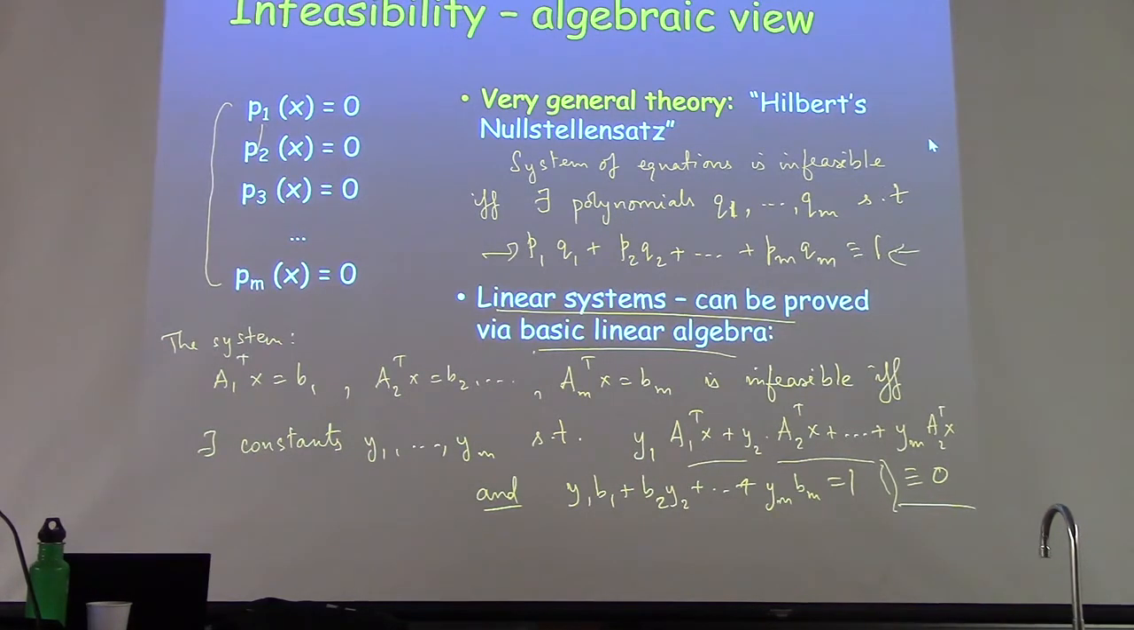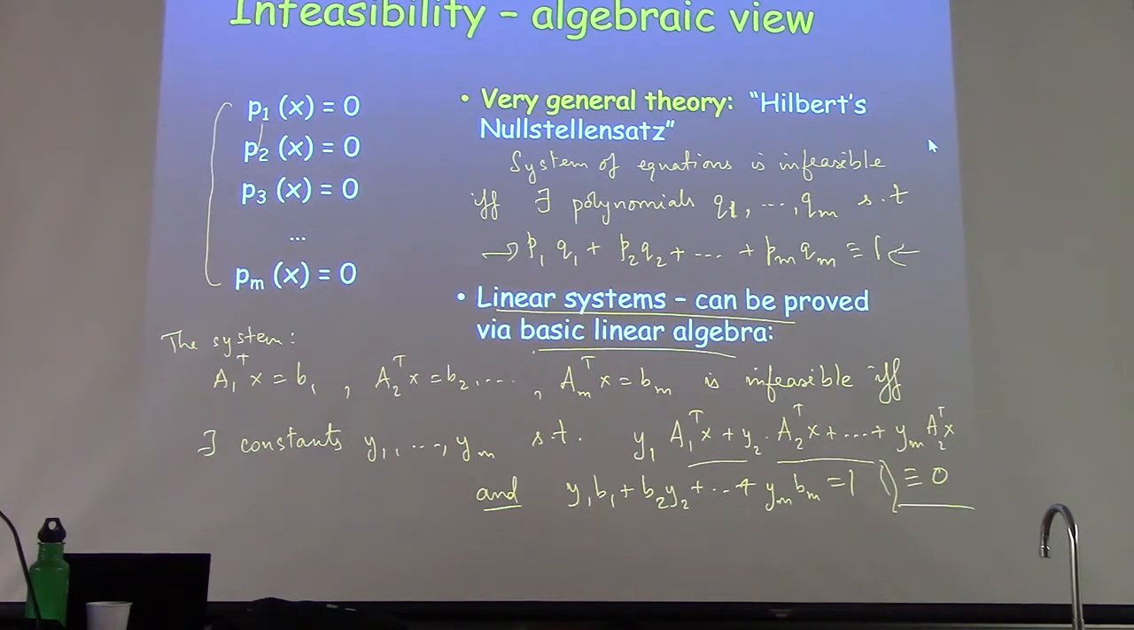Does everyone agree with that? This is exactly what we said before, right? If you can find multipliers for these equations, so that you add them up and you get 0 equals 1, then it's clear that it's infeasible, because you could prove 0 equals 1. The interesting thing is, why should it be that whenever it's infeasible, you can always find constants like this? Does everyone kind of see what's going on?